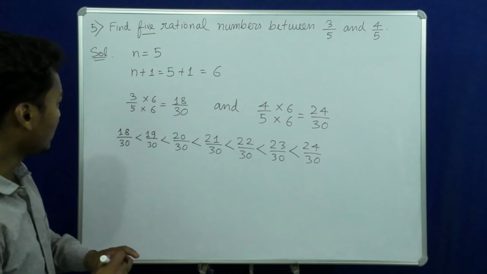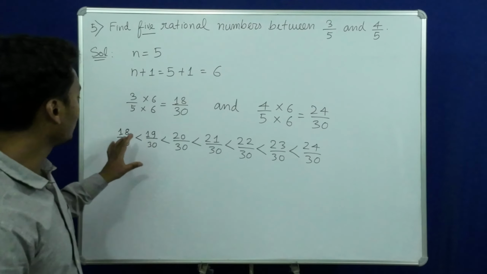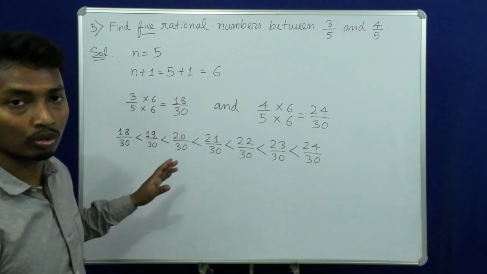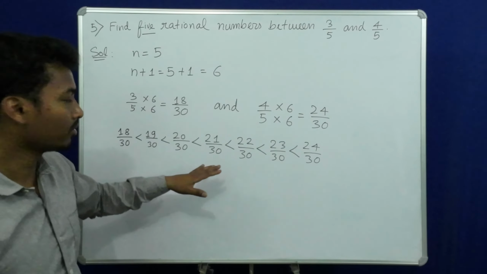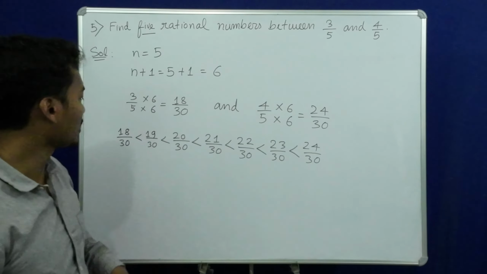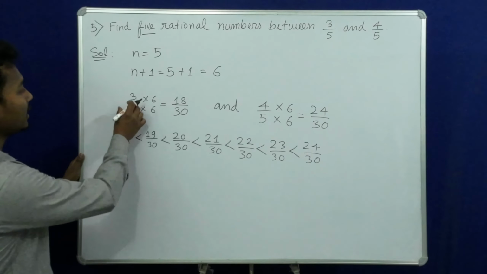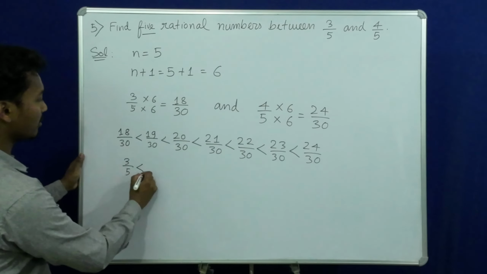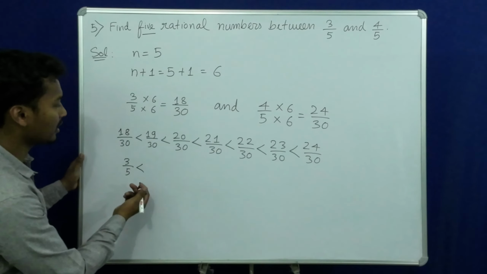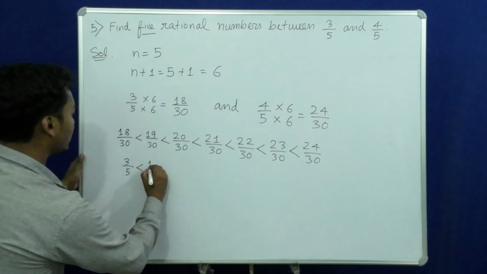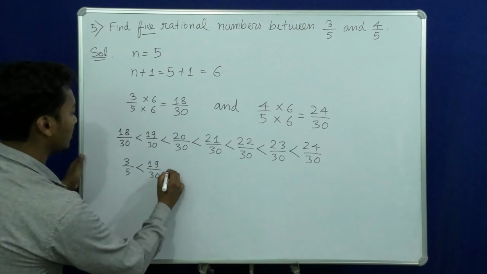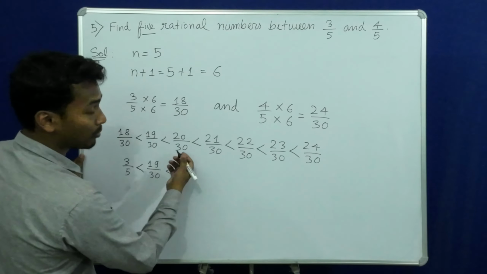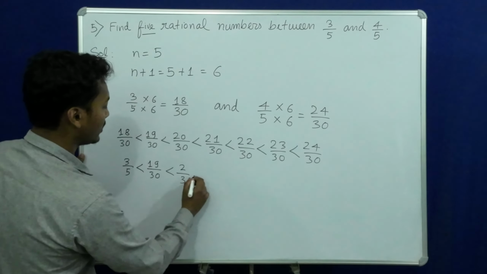Now see, in this expression, some of the rational numbers can be simplified further. So let's do the simplification and represent them in the simplest form. So 18 by 30, the original form is 3 by 5. So you can write it as 3 by 5. Can we simplify this 19 by 30? No. So we leave it like this, 19 by 30. Less than 20. Here we can simplify this. We can get rid of the zeros, means divide by 10. So it will become 2 by 3.